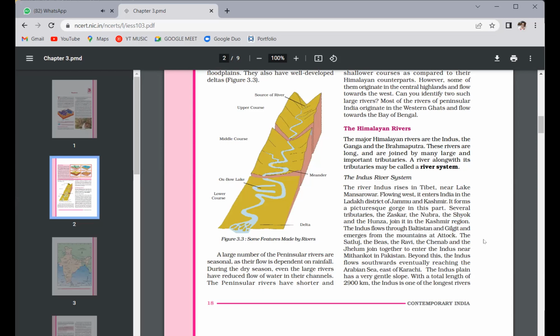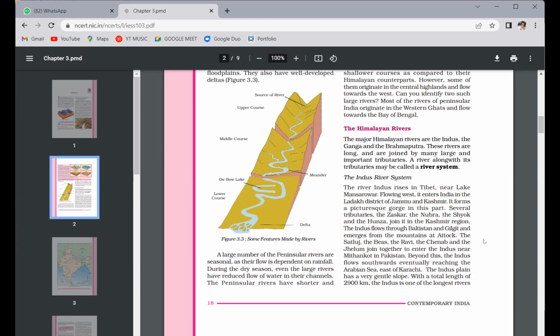Several tributaries, the Zaskar, the Nubra, the Shyok and the Hunza, join in the Kashmir region. The Indus flows through Baltistan and Gilgit and emerges from the mountains at Attock. The Satluj, the Beas, the Ravi, the Chenab, and the Jhelum join together to enter the Indus near Mithankot in Pakistan. Beyond this, the Indus flows southwards, eventually reaching the Arabian Sea east of Karachi.